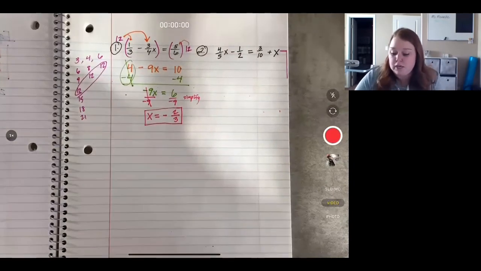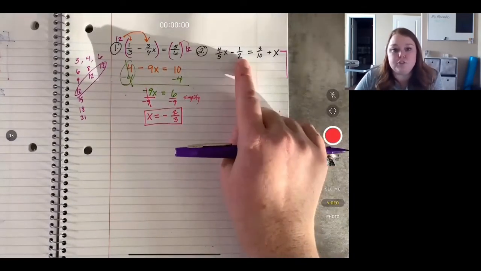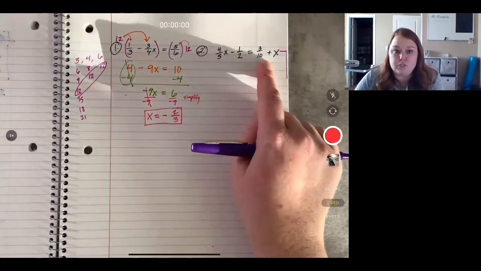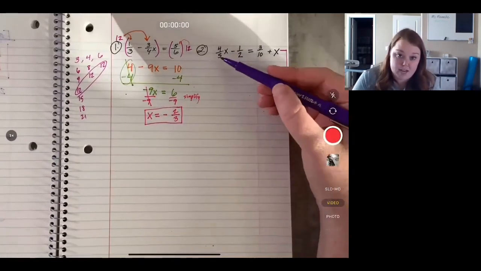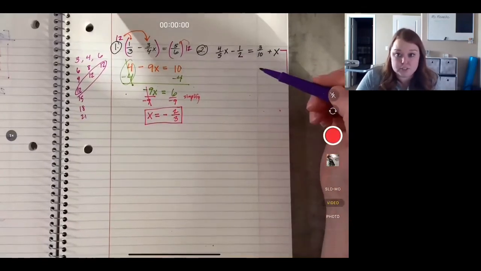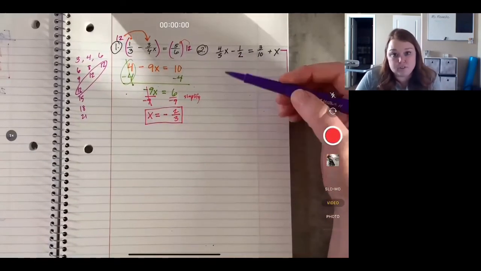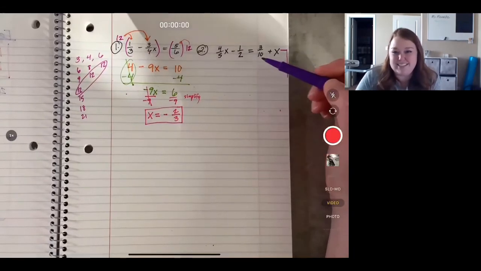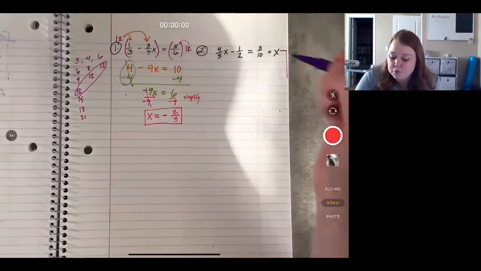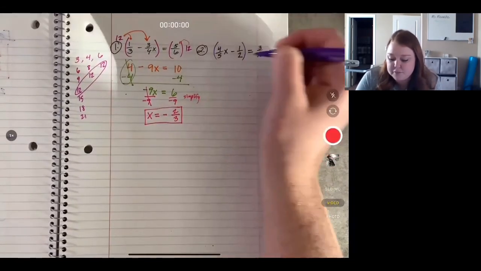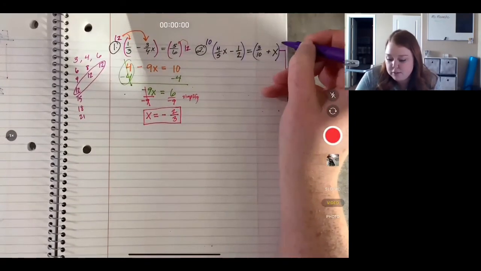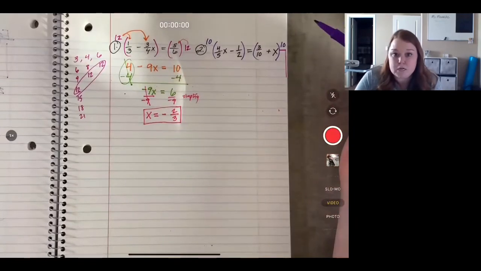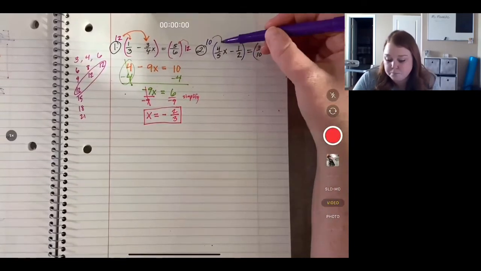So we look at our denominators, 5, 2, and 10. If you need to, write out the list. But I know that a number that 5, 2, and 10 all can go into is 10. 5 goes into 10, 2 goes into 10, 10 definitely goes into 10. So I'm going to multiply this entire left side by 10, and this entire right side by 10. Okay? So here we go.